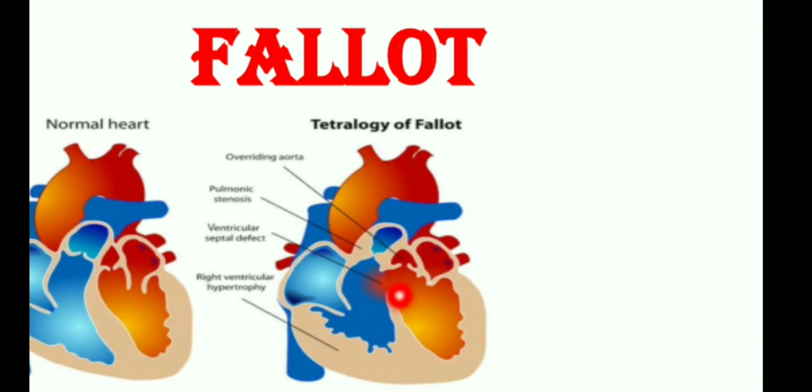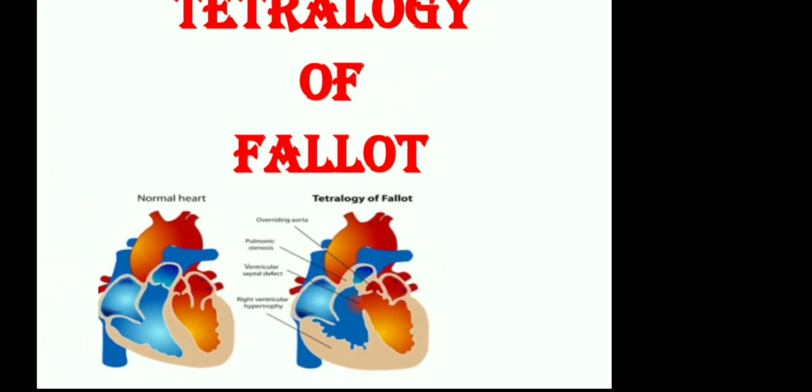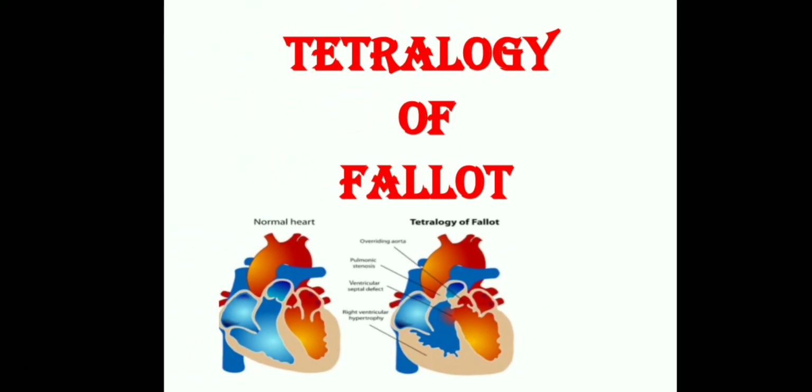Here, between the right ventricle and left ventricle there is a septum, and some septal defect is there. That is the second condition, ventricular septal defect. The third one is overriding of the aorta. Here the aorta is overriding. So this is the third condition. And the fourth condition is right ventricular hypertrophy. So these 4 conditions come under tetralogy of Fallot.